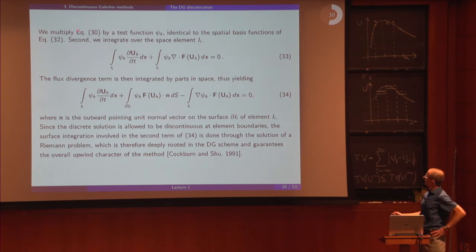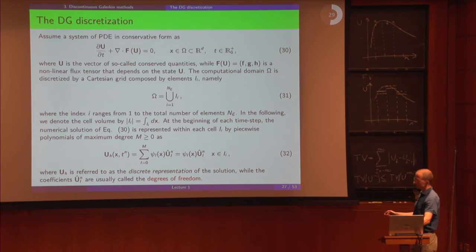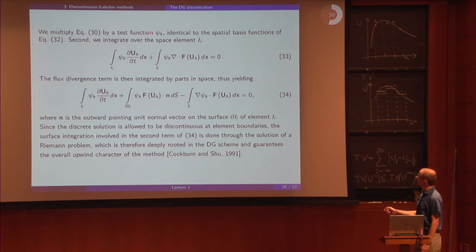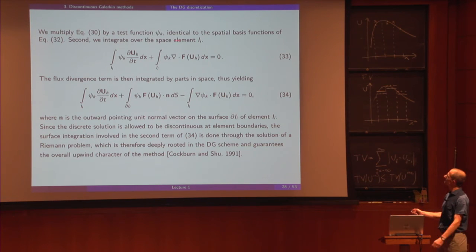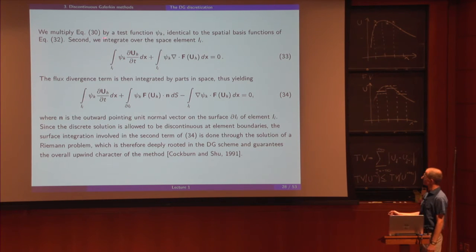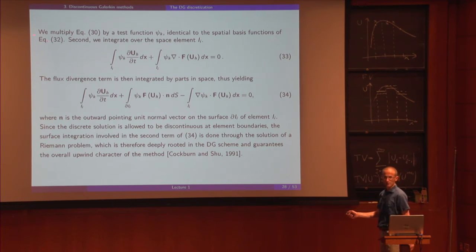Now, we multiply the equation, the starting equation number 30 here, by the test function psi, which belongs to the same functional space of the basis. We multiply it and we integrate in space. So here is what we get. All right, you see multiplication and integration over the cell.